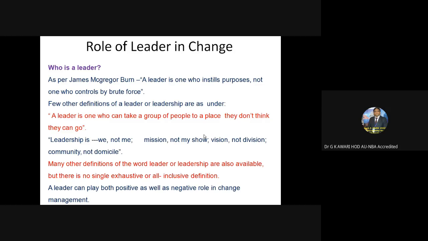Then the role of the leader in the change. So who is a leader? James Byrne says a leader is one who instills purposes, not one who controls by brute force. This is a self-explanatory definition. One who controls by brute force is not a leader. One who instills purposes is the leader. So a leader is one who can take a group of people to a place that they don't think they can go.